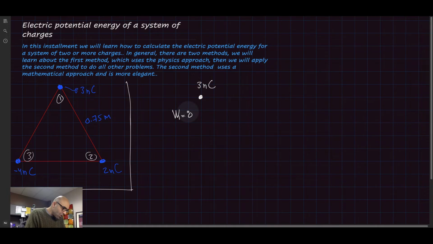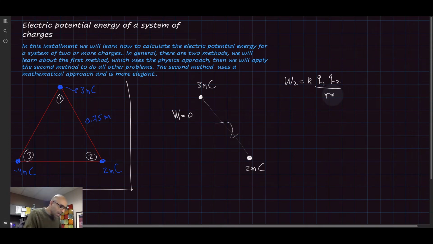Now, I am going to go to infinity again and bring in charge number 2, which is this one. I'm going to bring it here, and this is 2 nanocoulomb. Now, this would require energy, because as I'm bringing this from infinity, it will feel the presence of this charge. So basically, you have to find the work required to bring this charge from infinity to the presence of the first charge. I'm going to call this W2. And W2 is equal to k Q1 times Q2 divided by the distance between them.